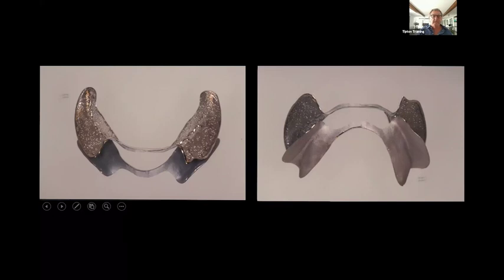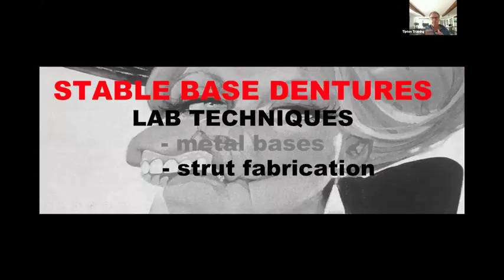Now let's look at the strut fabrication. First of all, what is a strut? Well, the strut is a device, a piece of metalwork that is linking the male portion of the fixed movable to the denture. Remember, the fixed movable has two portions: the female, which is housed inside the crown, and the male, which is housed on the denture. But we've got to find a way of getting the male to stick to the denture, and we do this by a strut.